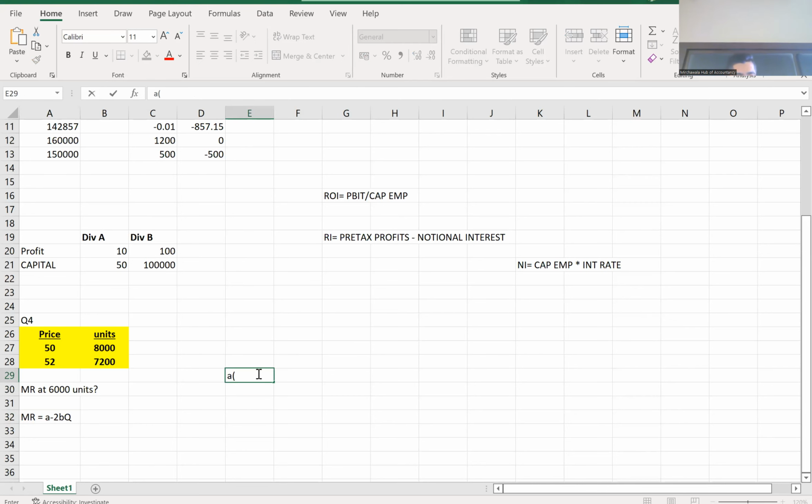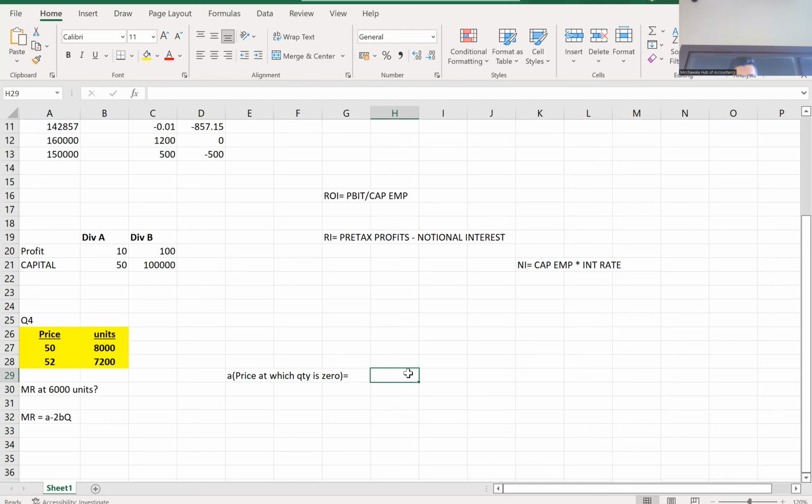Okay, find A. A is the price at which quantity is 0, right? So check it. Price 50, units 8,000, increased by 2 to 52, so it becomes 7,200. Then it increases by 2, becomes 54, it becomes 6,400. Then it increases by 2 to 56, 5,600. Keep on increasing the price by 2 and demand falls by 800 units. Price at which quantity is 0, A will come to 70.